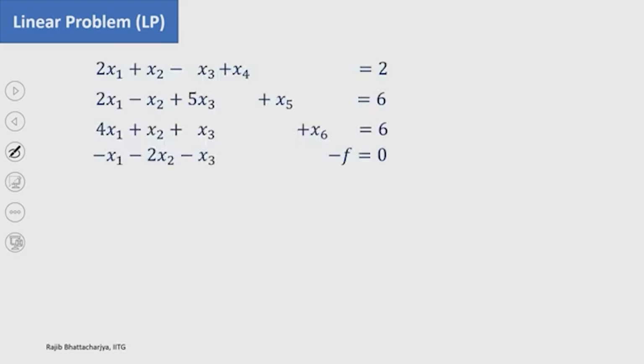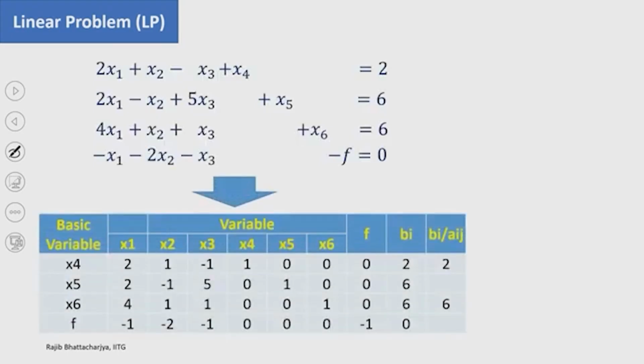So, now let us prepare a table. Here I am writing the basic variables. What are the basic variables? The basic variables are x 4, x 5 and x 6. I would like to do it from the beginning, and here I am writing the variables: x 1, x 2, x 3, x 4, x 5, x 6, and this is the objective function. This is b i and this is b i by a i j.